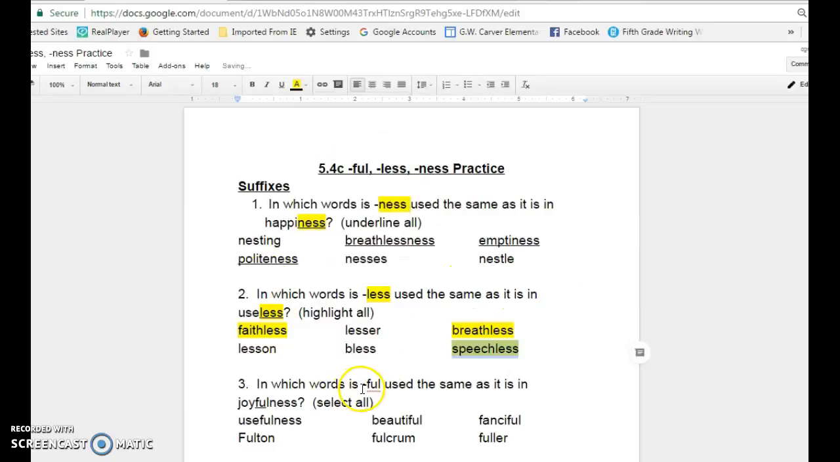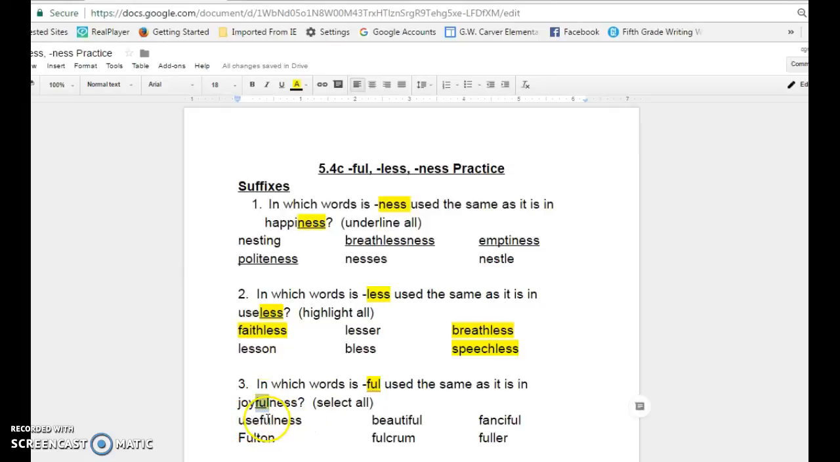Number 3. In which words is full, F-U-L, used the same as it is in joyfulness? Well, I notice it's in the middle of a word. Sort of. But really what's happening here, it looks like it's in the middle, but we have our root word joy, and then we have a combination of 2 suffixes, full and ness. So it is still a suffix because it's added after the root word joy. What does it mean? Is it used the same? Joyfulness is a state of being full of joy. So full means full of here.